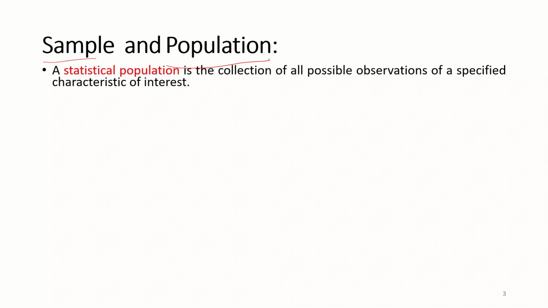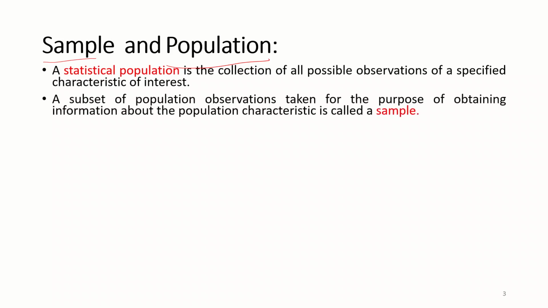Then we'll go. A statistical population is the collection of all possible observations of a specified characteristic of interest. So all the possible observations is known as a statistical population. And a subset of population observations taken for the purpose of obtaining information about the population characteristic is called a sample.